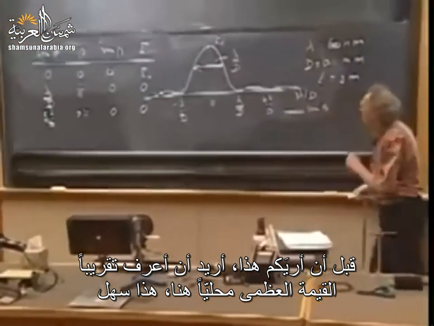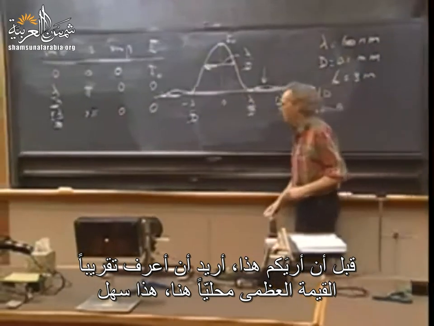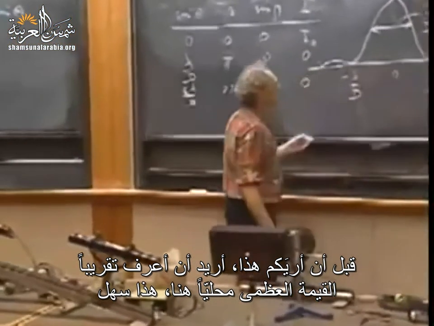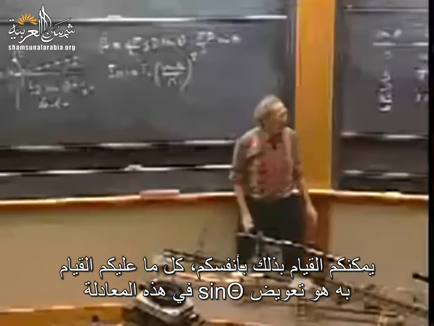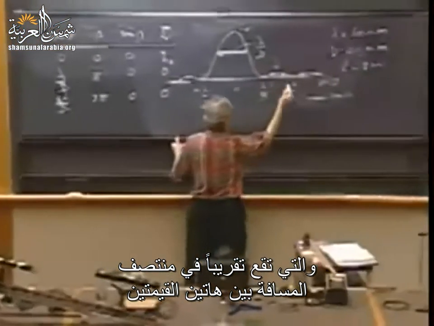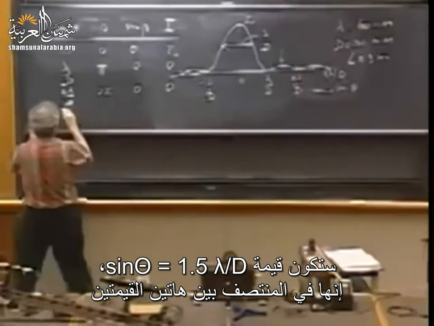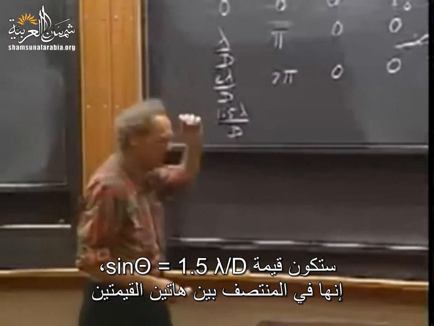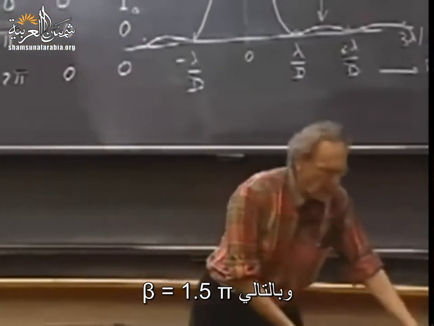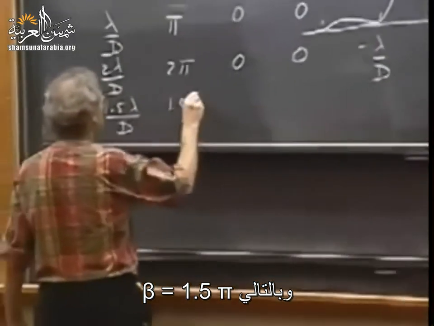Before I show you this, I want to know roughly what that maximum is here, that mini-maximum. Well, that's easy. You could do that now on your own, because all you have to do is substitute in this equation sine theta, which is sort of halfway in between. So if I do that, halfway in between, that is 1.5 times lambda divided by d, right? That's right in between these two. So that gives me then a beta of 1.5 pi.